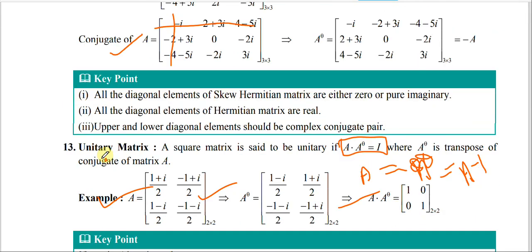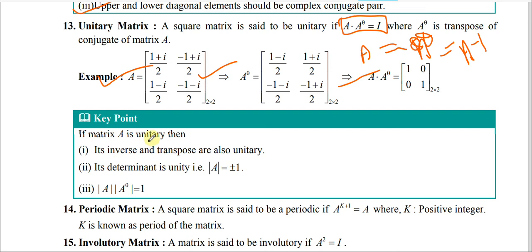See this key point. All the diagonal elements of a skew Hermitian matrix are either 0 or purely imaginary. Keep this in mind. And the next point: all the diagonal elements of a Hermitian matrix are real. You have to remember this also. Upper and lower off-diagonal elements should be a complex conjugate pair.